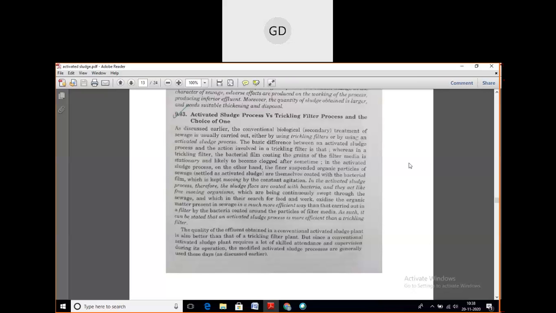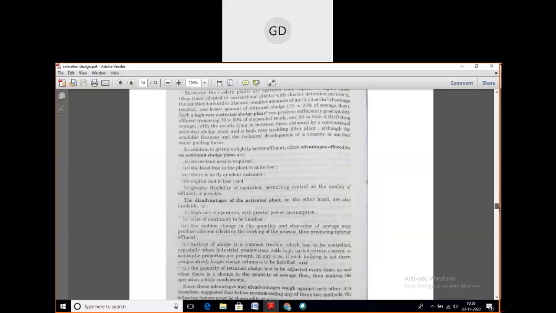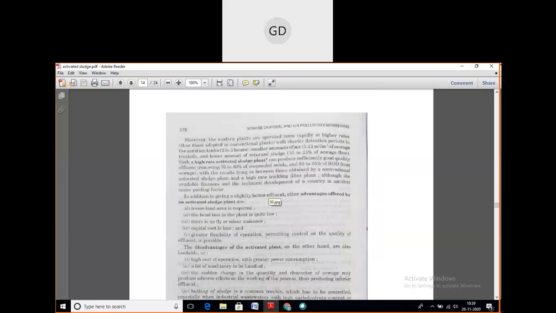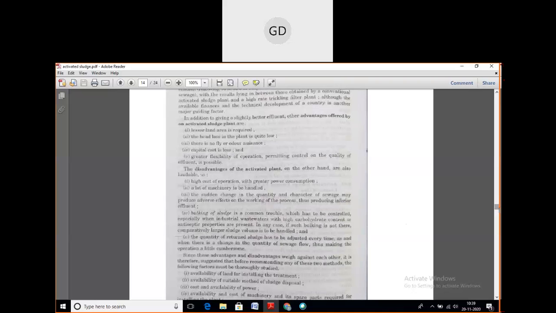The same thing is written here. They have made it as a difference table. So you can pick out the important lines and write them down. For differences, I prefer that you write in points. These points are given: advantages offered by an activated sludge plant. Five points are given, then disadvantages are also given. You can write the five points from here.